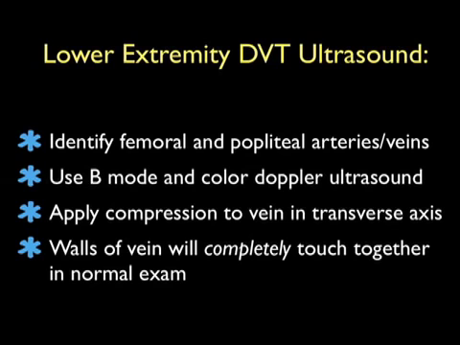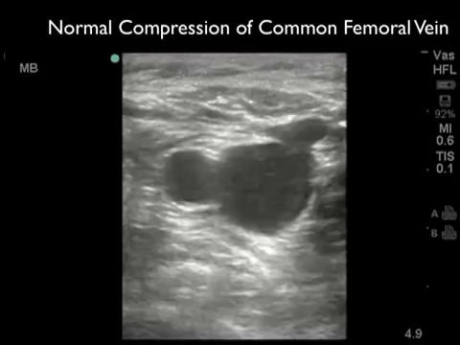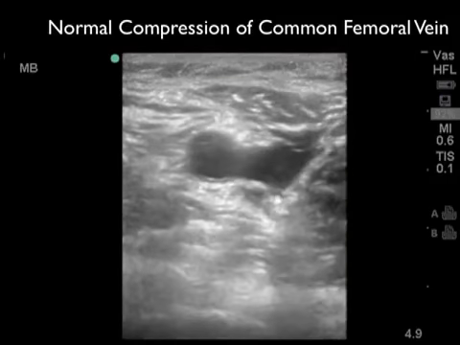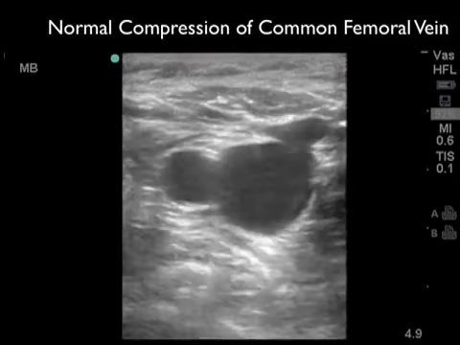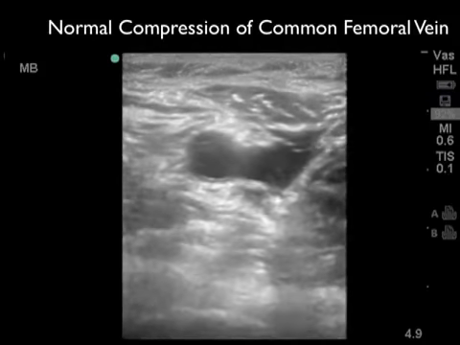Conversely, if a DVT is present, the walls of the vein will not completely touch together, as a thrombus within the lumen of the vein will prevent the walls from completely collapsing. Here we see normal compression of the common femoral vein, and we see here the common femoral vein to the right of the common femoral artery, which we see to the left.